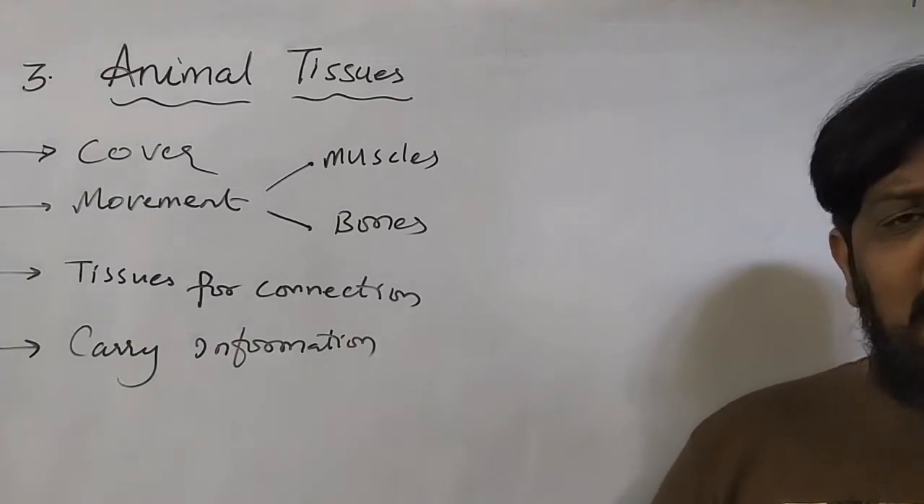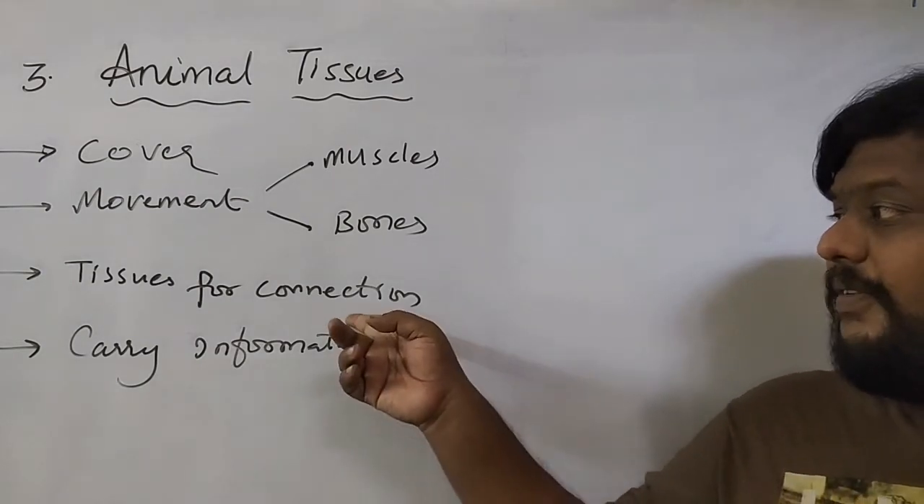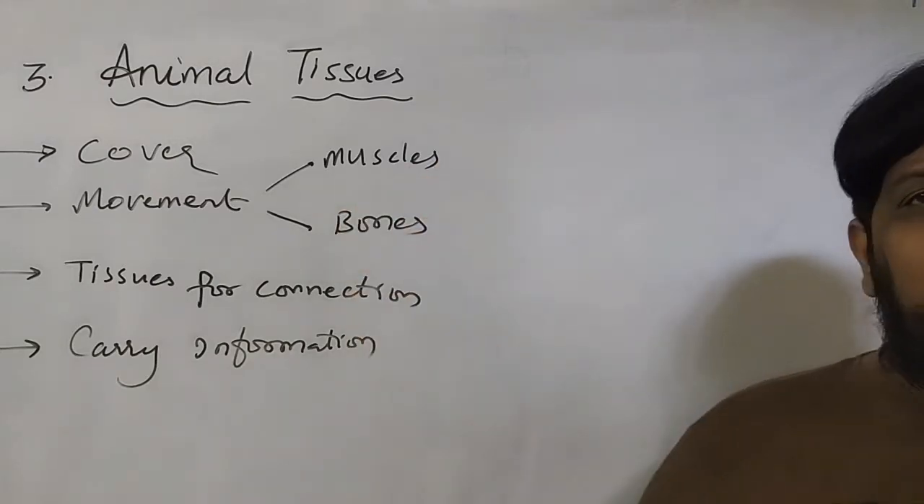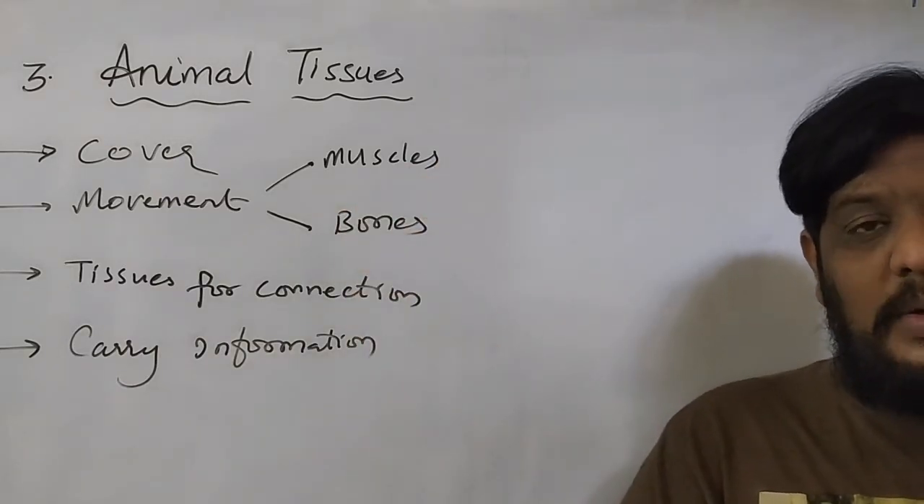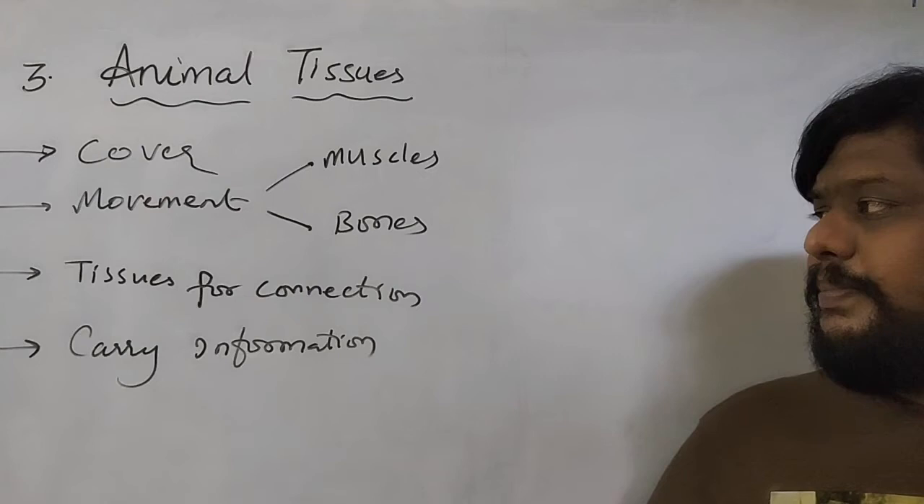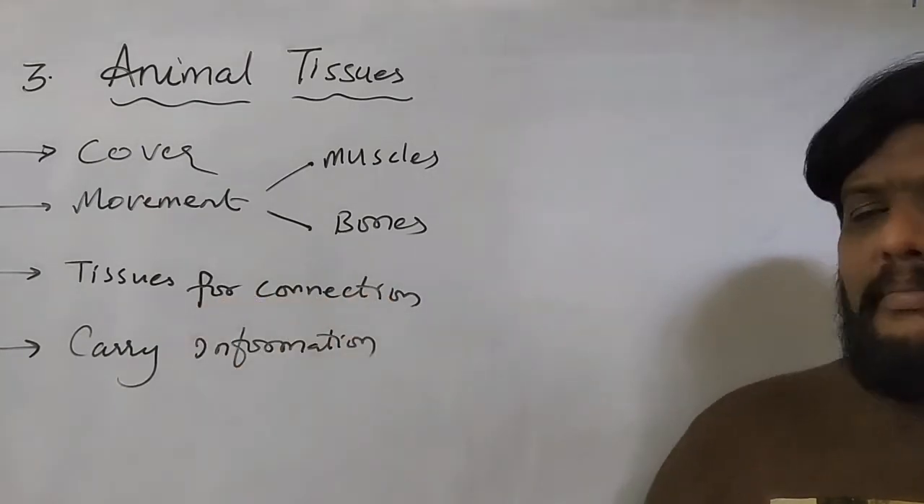And there are some tissues for connection. What for connection? Connecting the muscles and bones. Muscles and bones should be connected with each other. So for that purpose, there should be some tissues in our body.